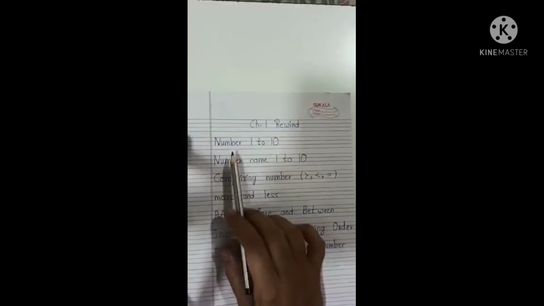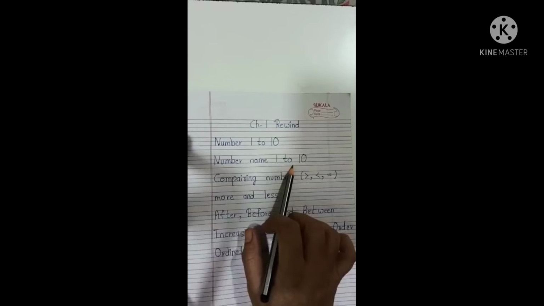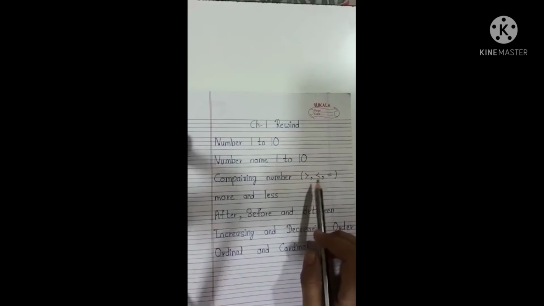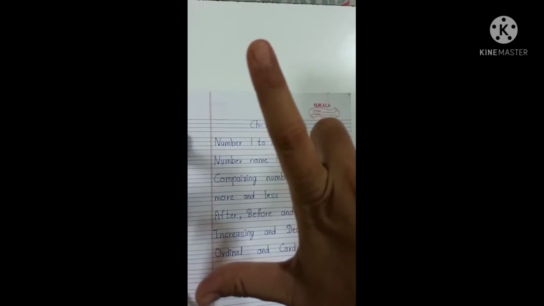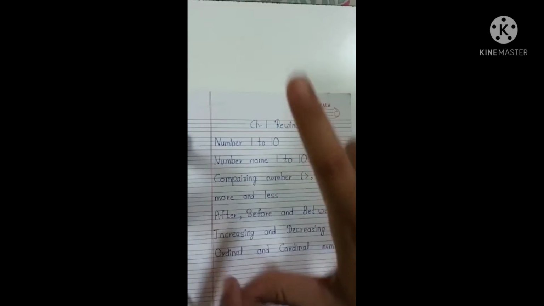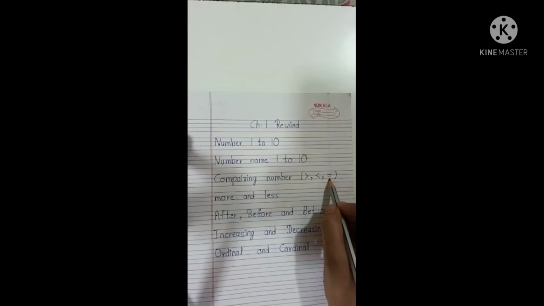In chapter 1, we learnt numbers 1 to 10, number names 1 to 10, and comparing numbers: greater than, smaller than, and equal to. We always show greater than by this sign, because greater than means go right, and lesser than will be shown by this sign, because in lesser than we use our left hand. When both numbers are the same, we put the sign equal to.